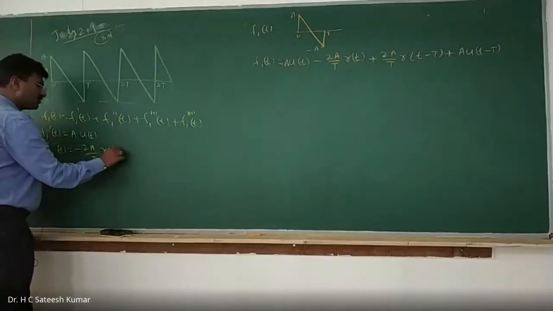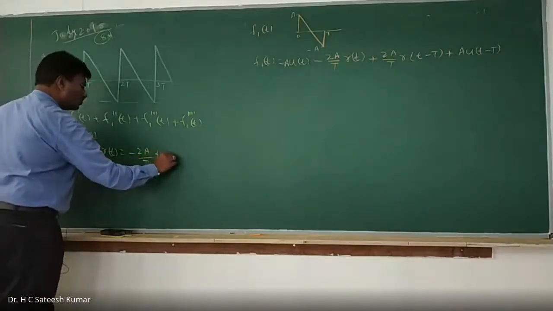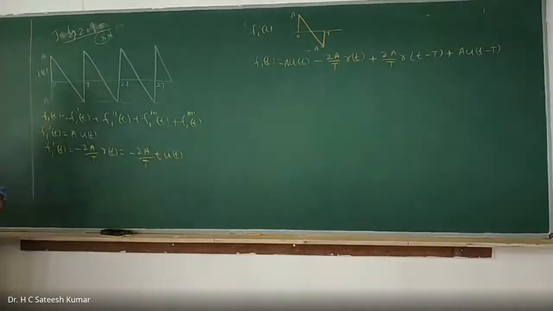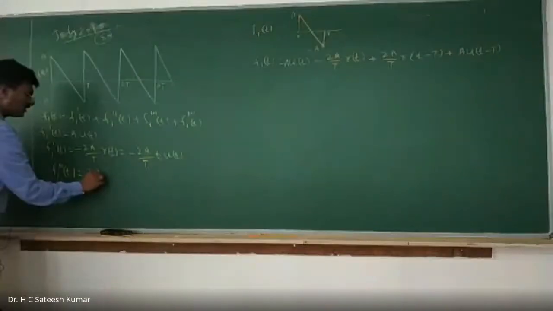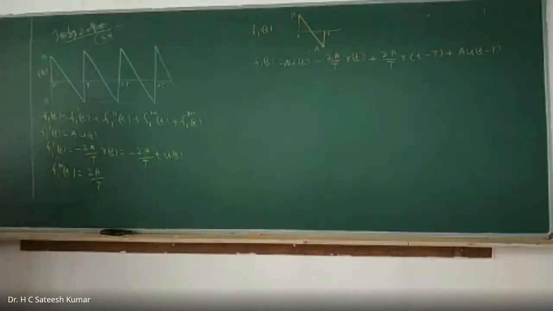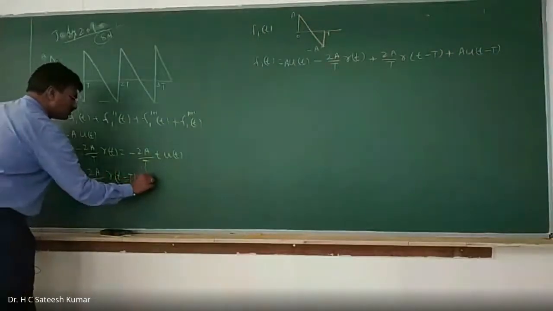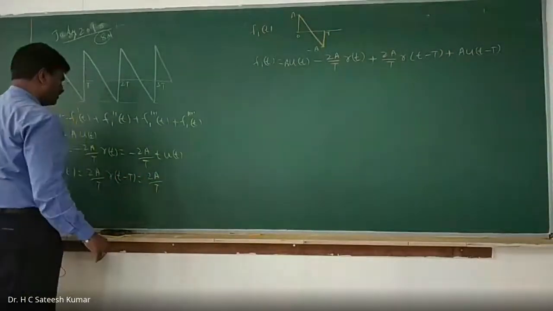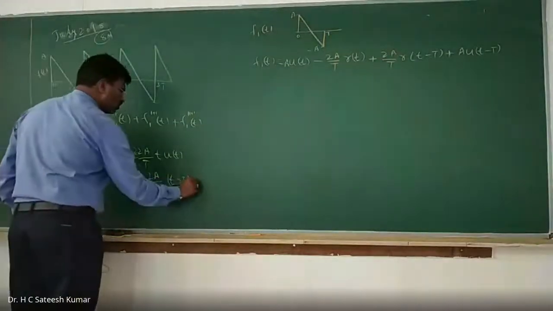This you write it in terms of step. Therefore, minus 2a divided by t into t u of t we can write it. Writing ramp in terms of step is just a mere replacement of r of t by t into u of t. f1 triple dash of t is equal to 2a divided by t into r of t minus t. This can be written as 2a divided by t into t minus t into u of t minus t.